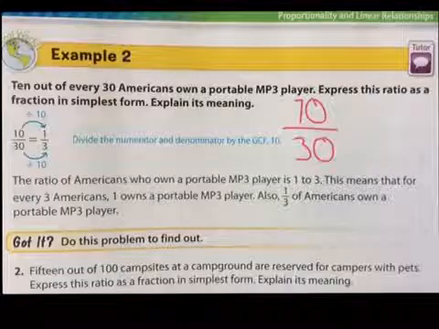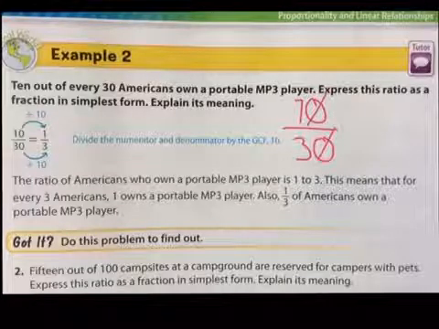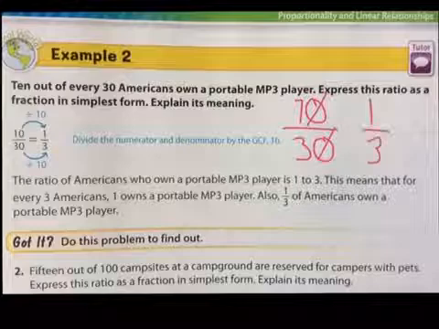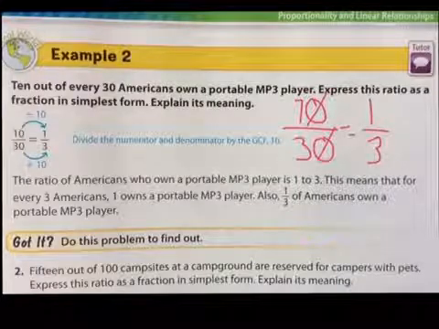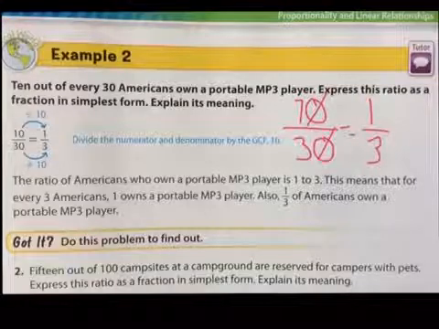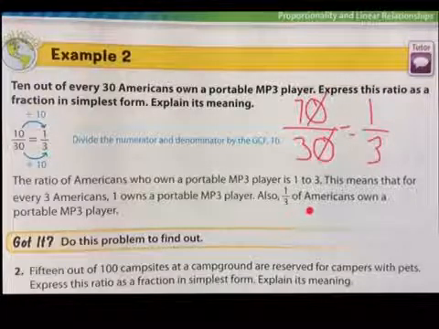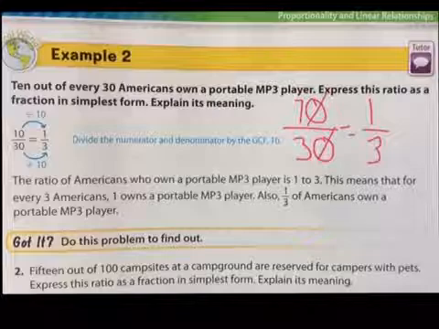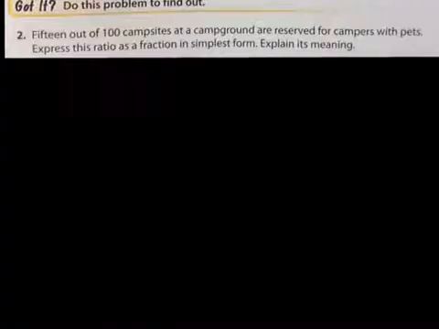If we were to simplify that, we can take out the zeros, and now we have 1 for every 3. Right? So 1/3. So 1 out of every 3 Americans owns an iPod. There it is. 1 out of every 3 Americans own a portable MP3 player. Let's try the example together.